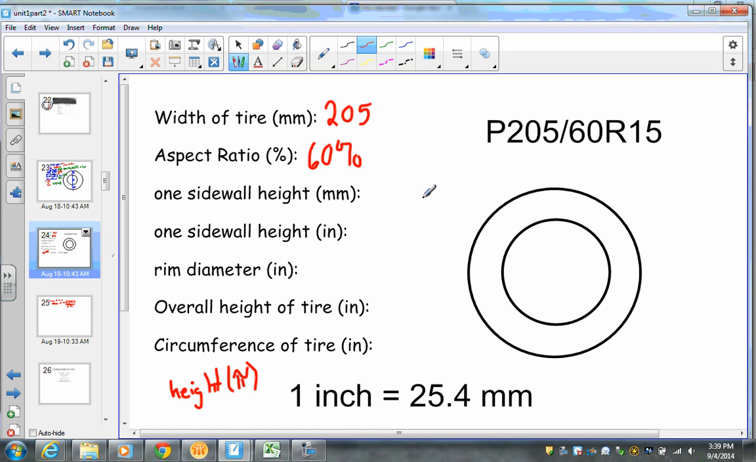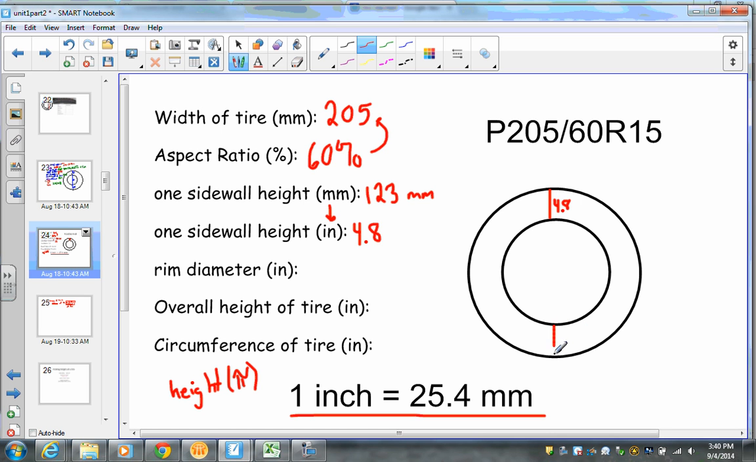Now, the height of one sidewall is, once again, I'm going to take 60% and multiply it by 205. When I do that, I get 123 millimeters. But remember, we're in millimeters and we really need to be in inches. So I'm going to use my conversion chart, take 123 and divide it by 25.4. I have one sidewall height of 4.8, rounding. So in my picture, from here to here is 4.8 inches tall, so to speak.